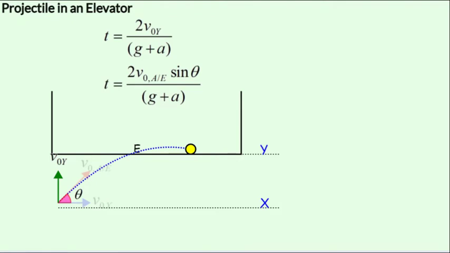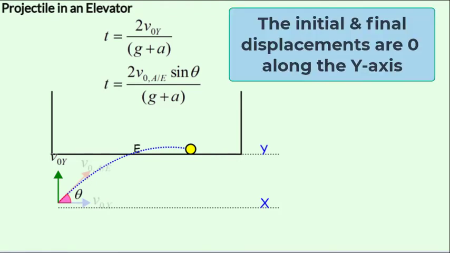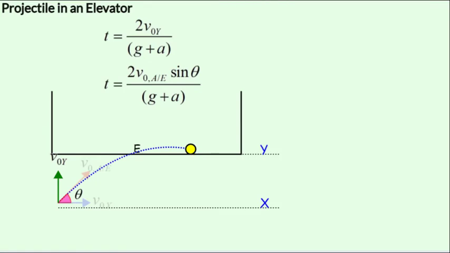And we take advantage of the fact that the initial and final displacements are zero, since the ball and the floor of the elevator start off together at x, and eventually the ball lands back on the floor of the elevator at y. And we plug this into the second equation of motion, and we obtain the time as 2 times v0 a with respect to e times sine of theta over g plus a, where v0 a with respect to e times sine of theta is the y component of the initial velocity.